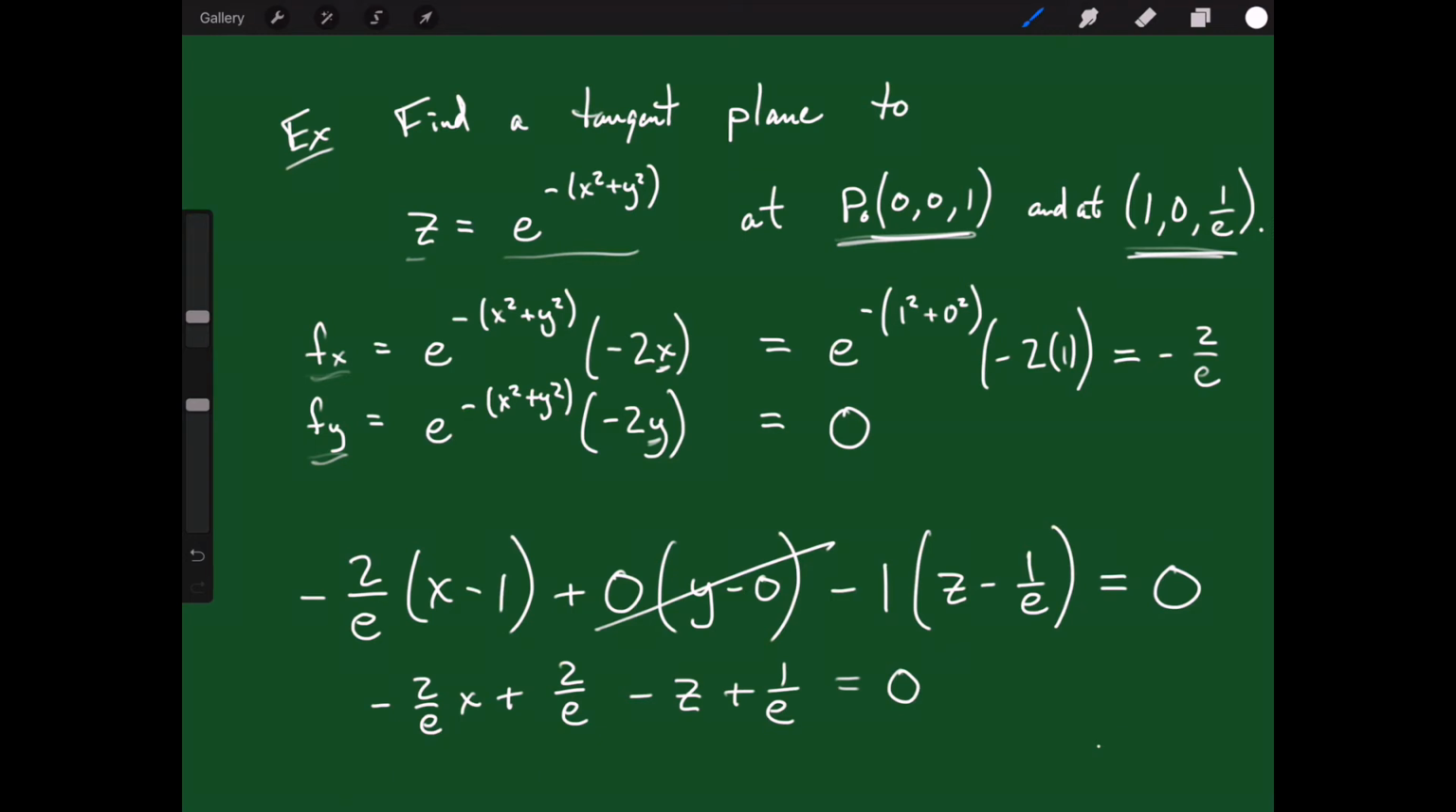And now if I wanted to clean this up a little bit, I suppose I get negative 2 over e x minus z is equal to, well, what would this be? 2e over e plus 1 over e is 3 over e. If I throw that on the other side, it's minus 3 over e. And then if I wanted to, I could multiply both sides by negative 1 and make all these positive. So I get 2 over e x plus z equals 3 over e would be my tangent plane. Sound good? Okay, let's do one more example.